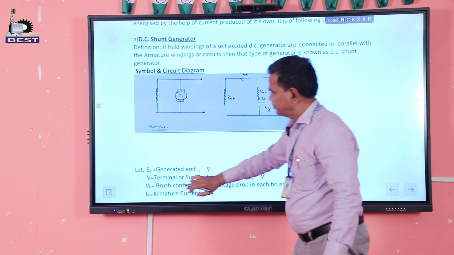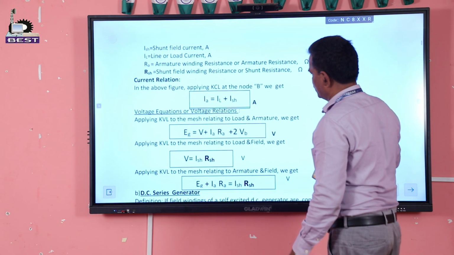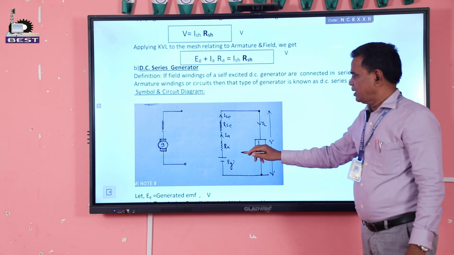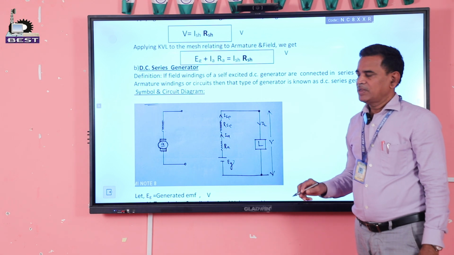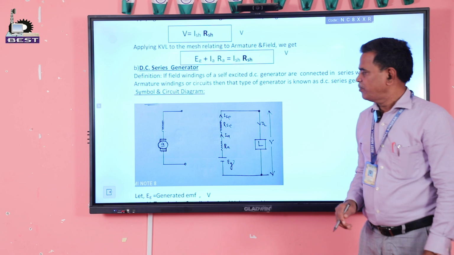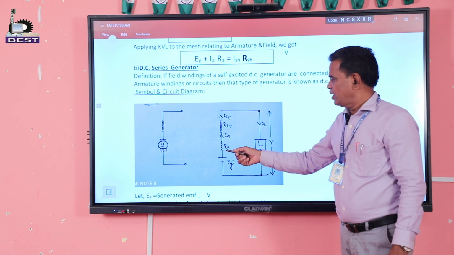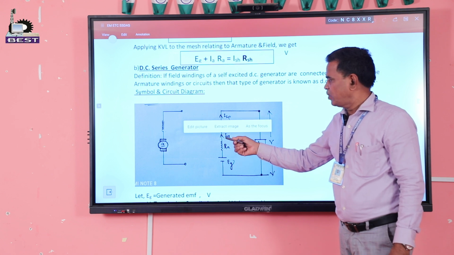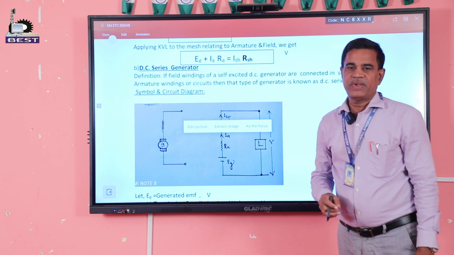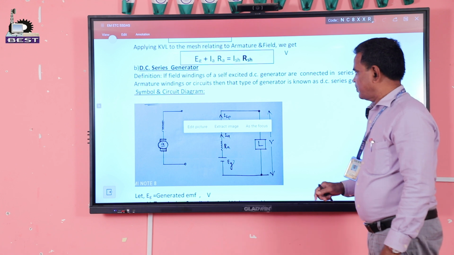In the case of the DC series generator, both the series winding and the load are connected in series. See the figure. This is the circuit of a DC series generator, and this is its electrical equivalent circuit. Here we have generator voltage Eg, armature resistance Ra, and the current Ia flowing through this path. The same current also flows in the series field winding, which has resistance RSE. Then we have voltage V.